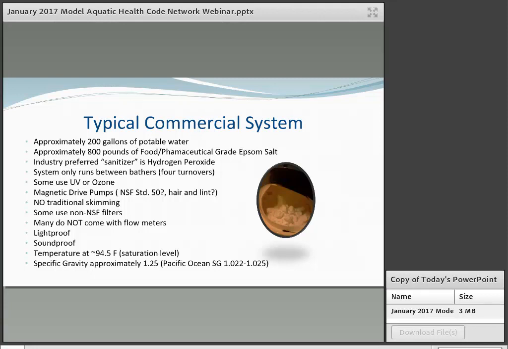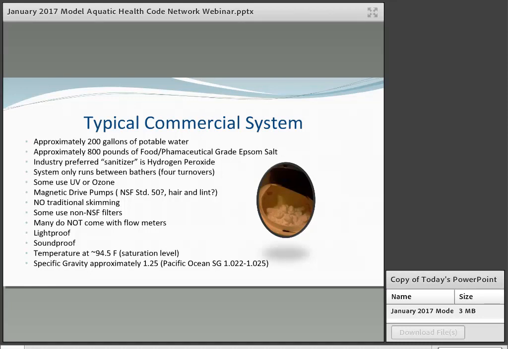Okay, so we're just going to talk about a typical system. Again, there's all kinds of monikers throughout this and throughout our State of Washington float system guidance. I'm going to try to be true to using the term float system. Please understand that's the same as a sensory deprivation, a float tank, a float cabin, a float pod. I'm trying to loop them all under the same category.